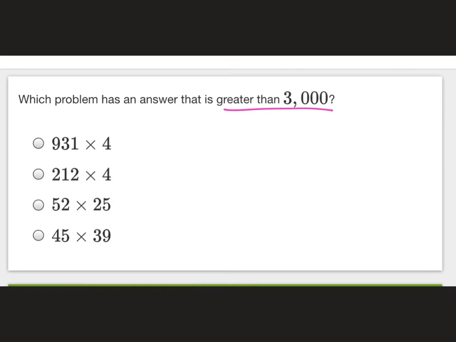All right, this one's just asking you which one of these problems is going to give you an answer greater than 3,000. So you could kind of do some estimation here, but we can also multiply them out and check them. So I would just start with the first one, and we're going to multiply 931 times 4.